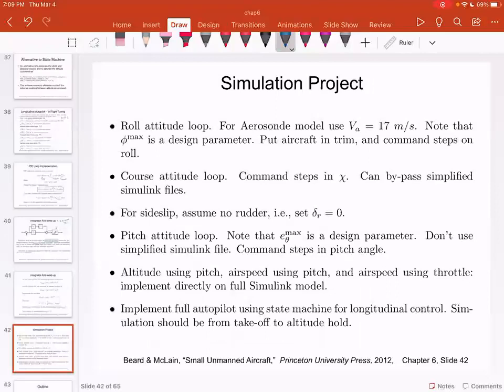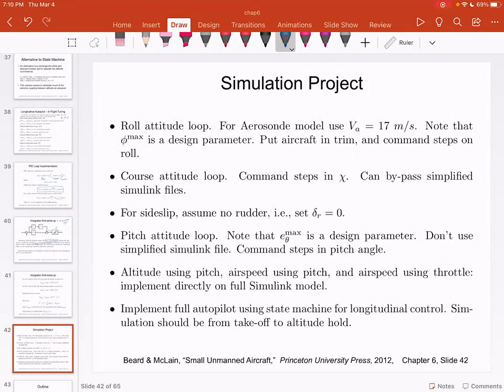Now let me talk about the simulation project, and I will try to work out the preliminary project in the next class and try to give you an idea. But what we need to do for the project, we have to have the roll attitude loop, and then we have to implement certain values of airspeed. For example, airspeed is equal to 17 meters per second.